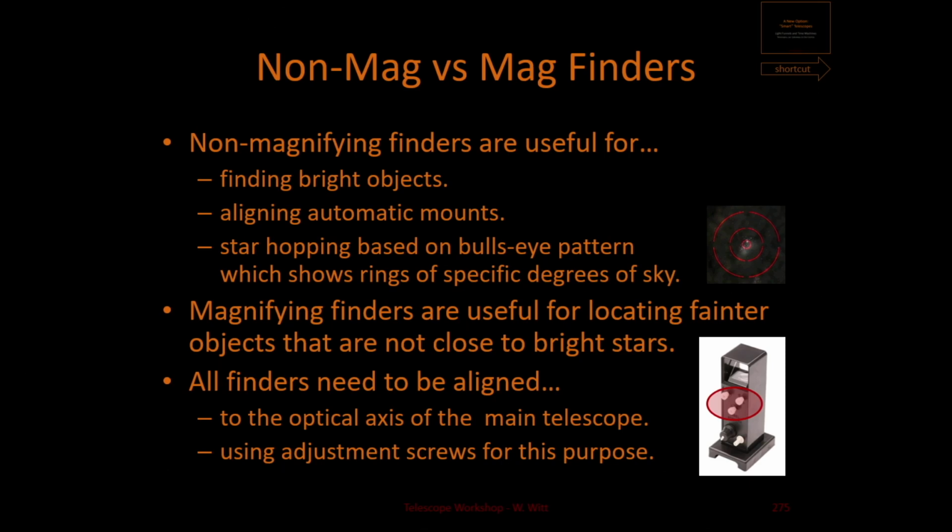All finders have to be aligned. We talked about that briefly earlier. This is often a step that new telescope owners trip over, so be aware. You have to make sure that your telescope doesn't point this way and your finder points that way. That doesn't work. They have to be looking at the same thing, so that requires an alignment step. That can be tricky the first time you do it. We're happy to help if you need.